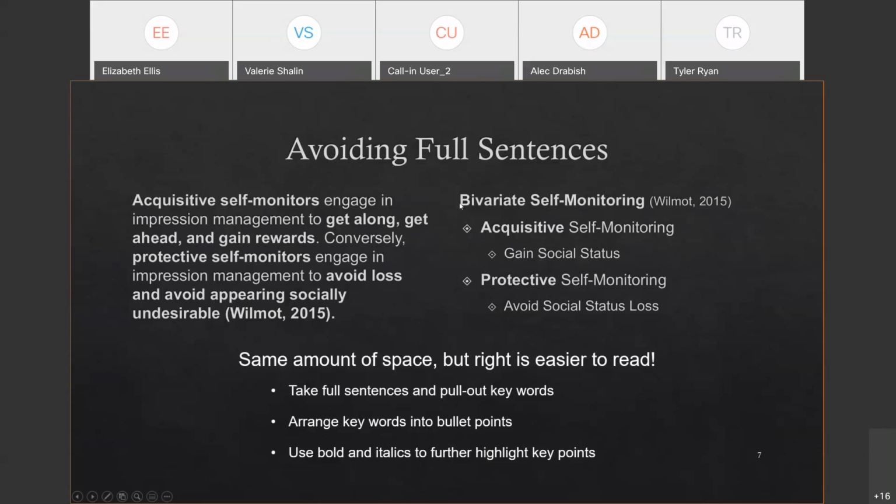So like here, I've got bivariate self-monitoring, and then I make a point that I'm talking about acquisitive, so I bold it, and then here protective, so I bold it so that it makes it a little more obvious reading down which one I'm talking about.